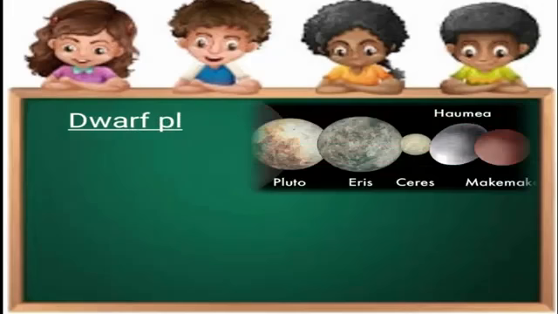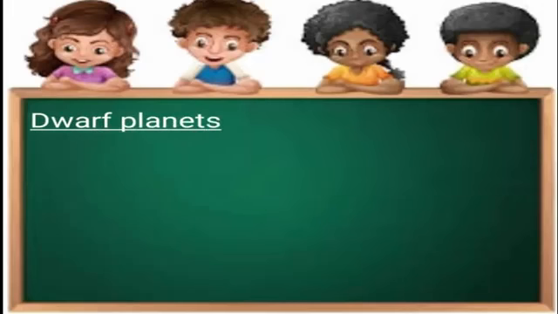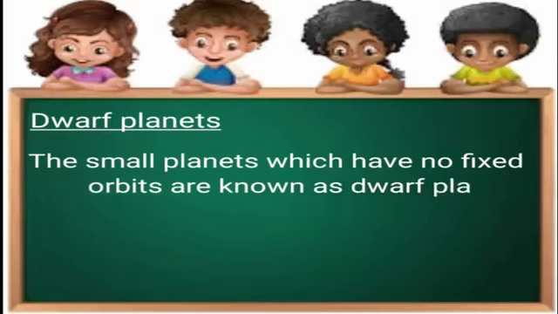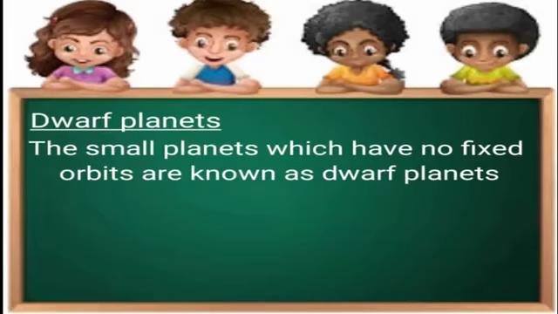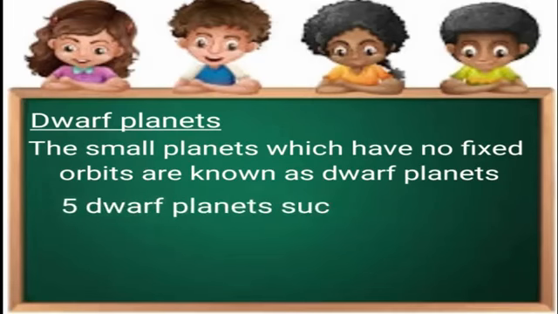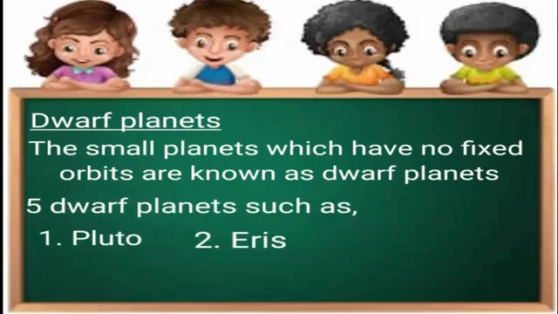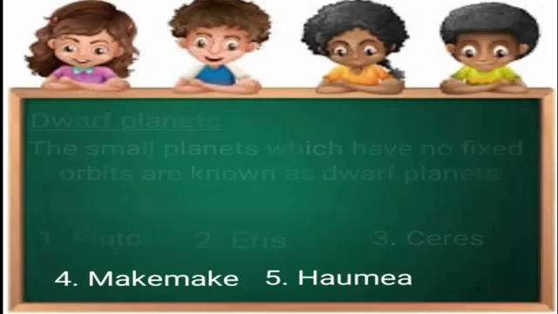Next we are going to learn about the dwarf planets. The small planets which have no fixed orbits are known as dwarf planets. There are 5 dwarf planets such as Pluto, Eris, Ceres, Makemake and Haumea.